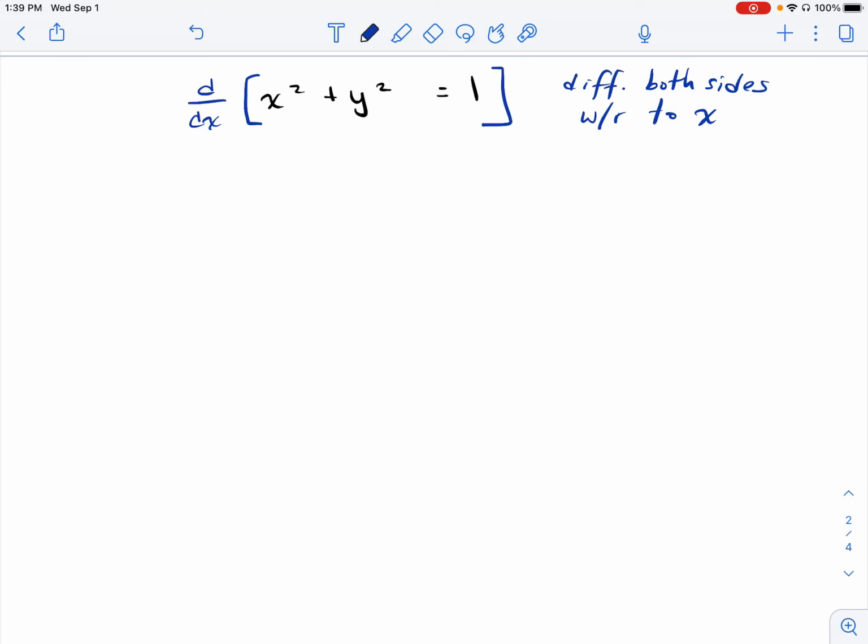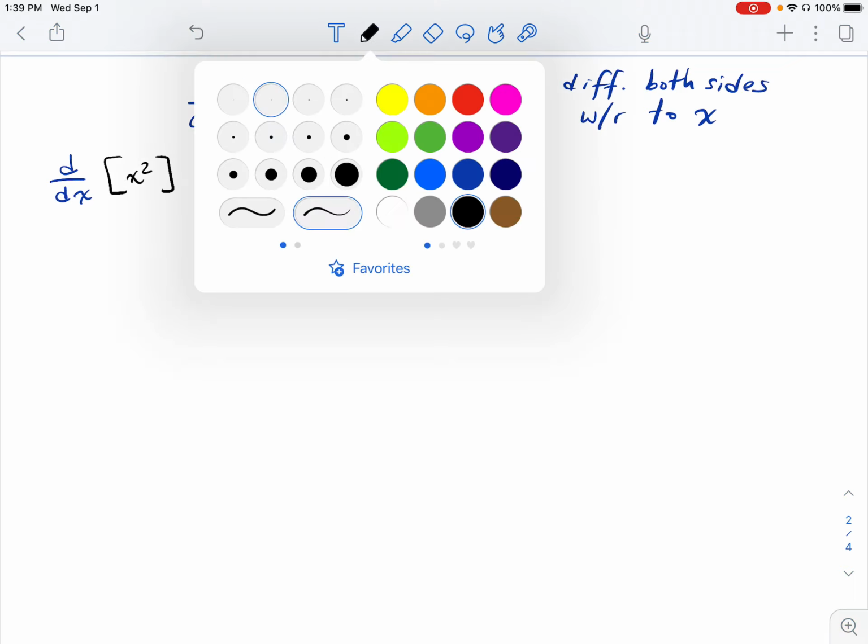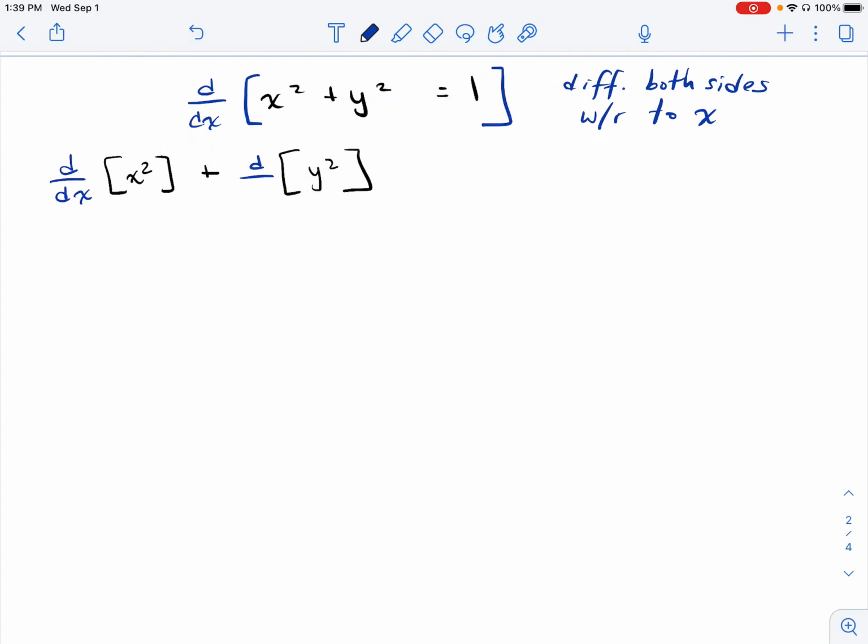So if I go ahead and differentiate the left side now, let me just set up each part first. I'm differentiating x squared, okay? And then I'm going to be differentiating y squared, so let's write that. So we got d dy, or d dx, excuse me. And now I'm going to differentiate the right side, so I'm differentiating 1. So let me go ahead and write all that out.